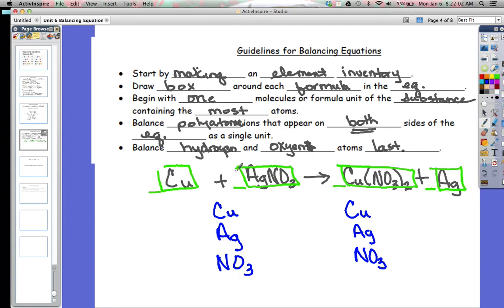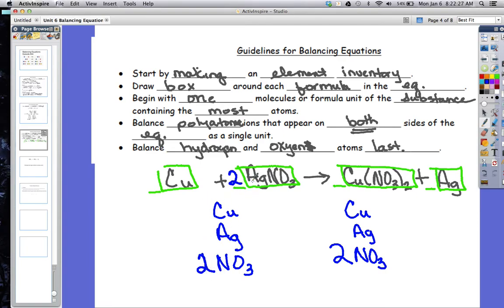I'm going to start with the one that I have the most of. Well, the only thing I have more than one of is this polyatomic ion, and I have 2 of them over here and I have 1 over here. So if I have 2 over here and 1 over here, how can I make this 2? I can't put a parentheses and a 2. I can't do anything inside this box. All I can do is put a 2 out here. So I'm going to put a 2 there.